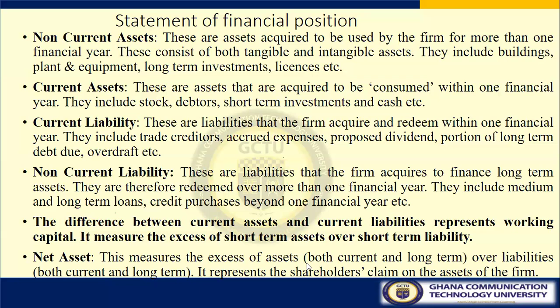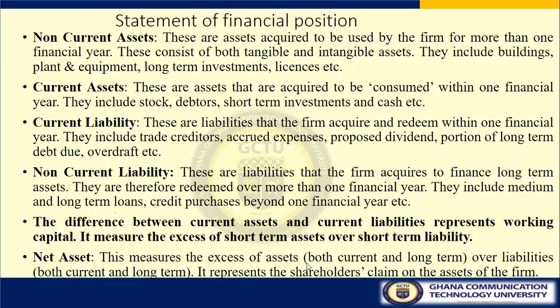Now we've got the concept. Non-current assets are assets acquired to be used by the firm for more than one financial year. This consists of both tangible and intangible assets. What is a tangible asset? Assets that can be seen or felt.